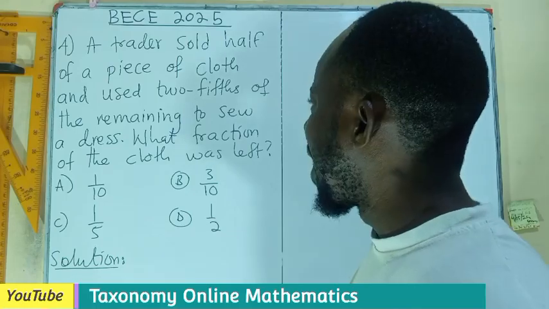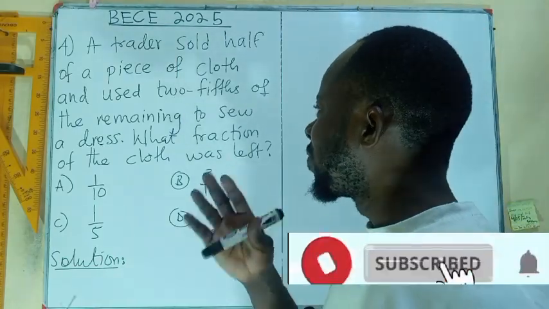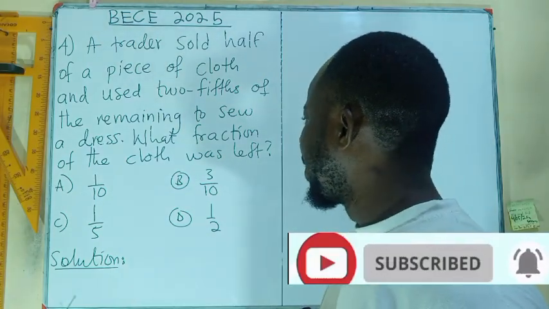A trader sold half of a piece of cloth and used two-fifths of the remaining to sew a dress. What fraction of the cloth is left?